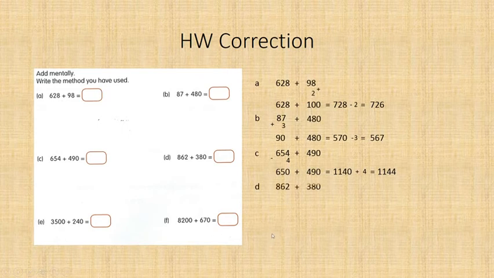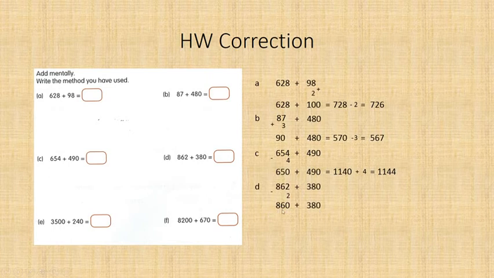862 plus 380. Here 380 is a multiple of 10, and I will change 862 into a multiple of 10. So it's going to be 860, so I will subtract 2. And here I will add 380. After that, add the hundreds. So 300 plus 800 is going to be 1100. And 60 and 80 together is going to be 140.